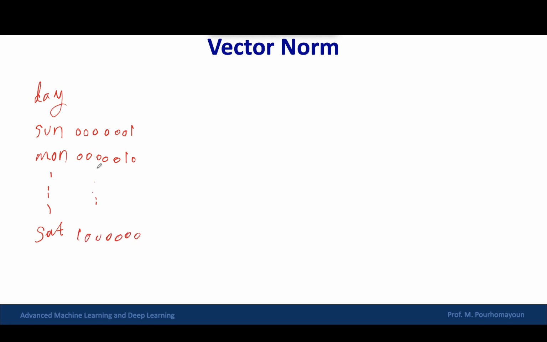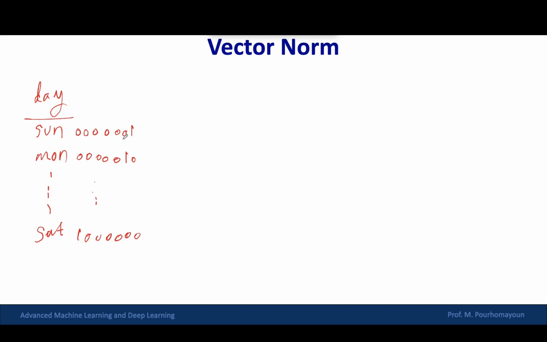We do this one-hot encoding to convert a categorical feature into numbers that we can use in our machine learning model. The problem with this is that for these 7 values, you have to create 7 different features in your machine learning algorithm.